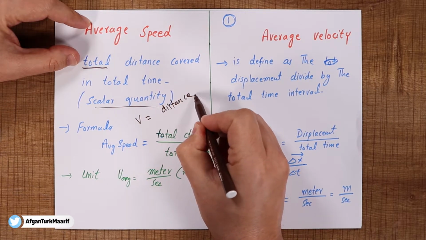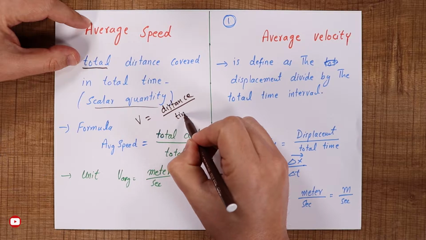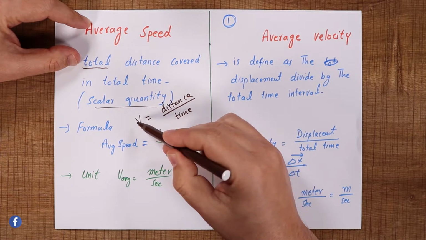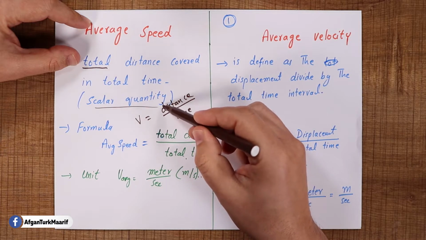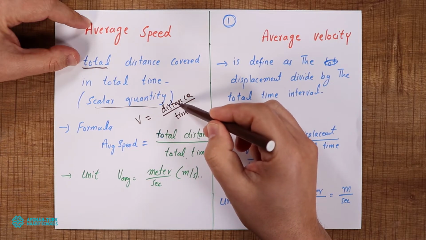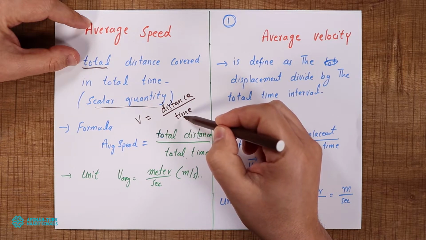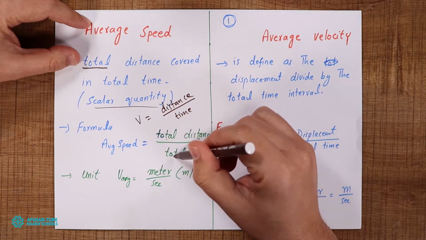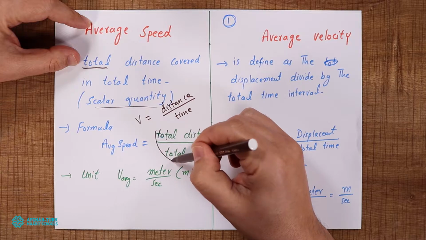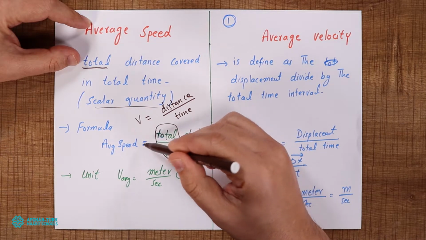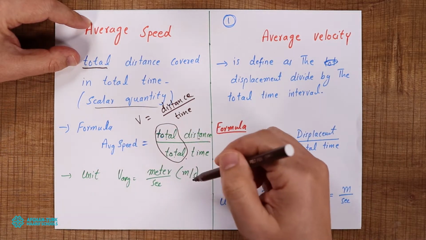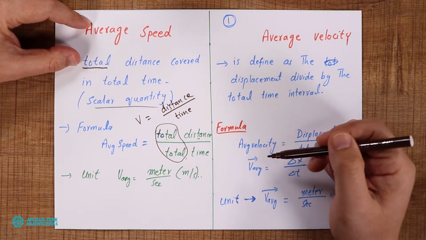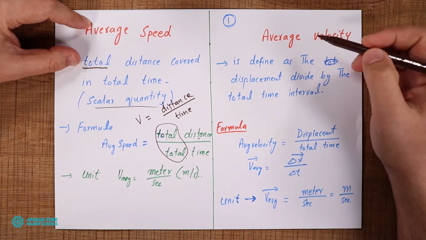distance over time. So if we compare the formulas, for simple speed this is distance divided by time, and for average speed, total distance divided by total time. The word total is added with average speed. The unit is the same here, like meter per second.